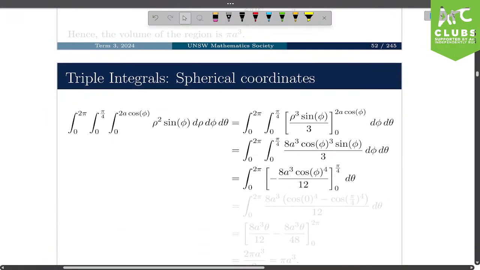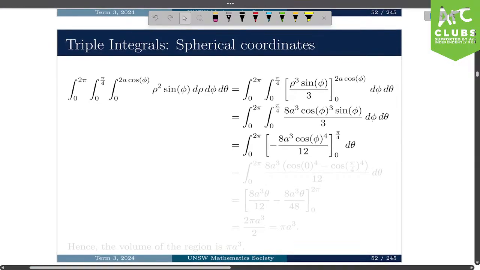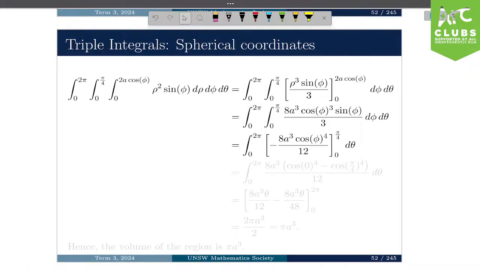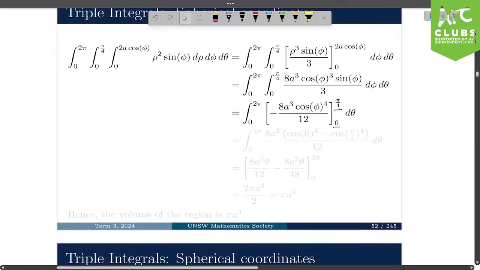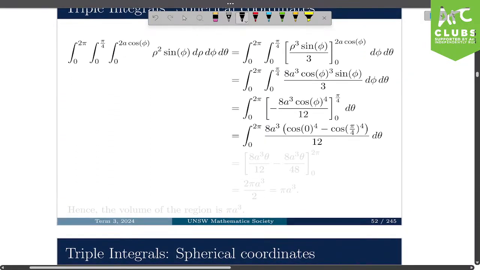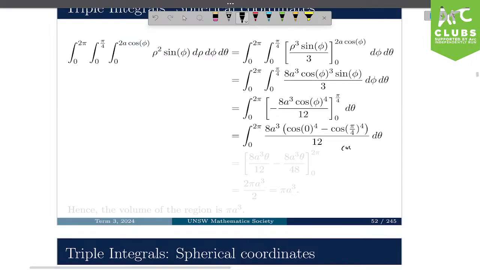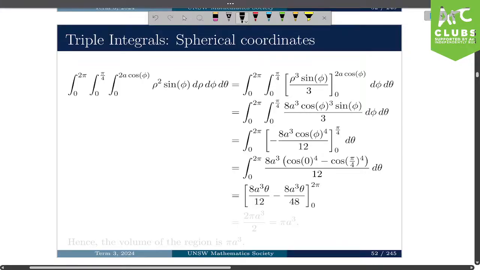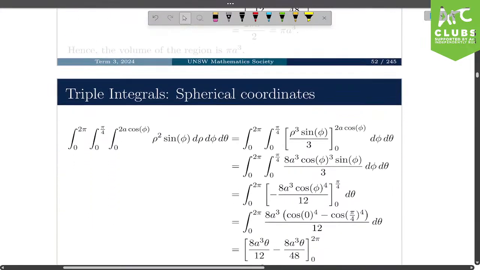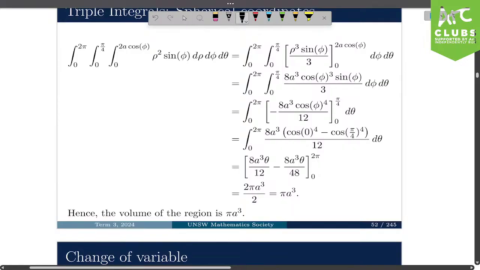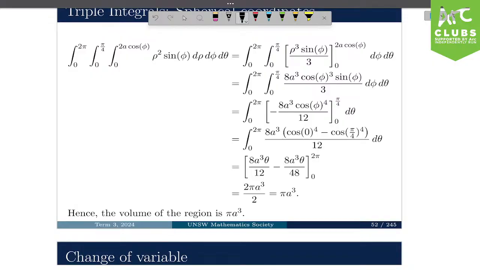Then we integrate with respect to phi to get negative 8a cubed cos phi to the power 4 over 12, with the boundaries pi on 4 and 0. So here cos 0 to the power 4 is equal to 1, and cos pi on 4 to the power 4 is equal to 1 on 4, which gives us the expression down here. And then when you evaluate it, that should end up being pi a cubed. So the volume of the region that we were given is just pi a cubed.